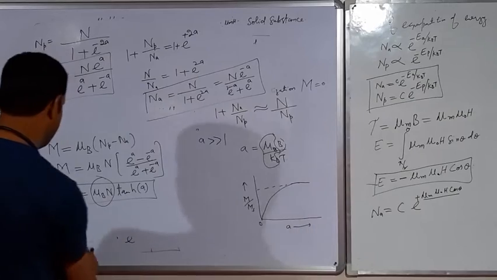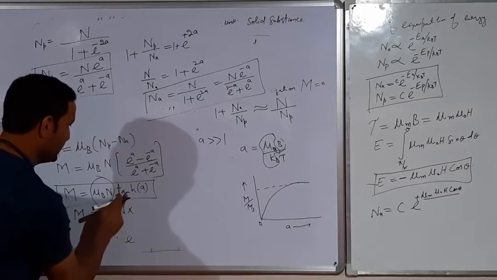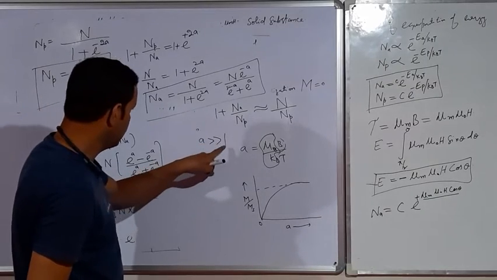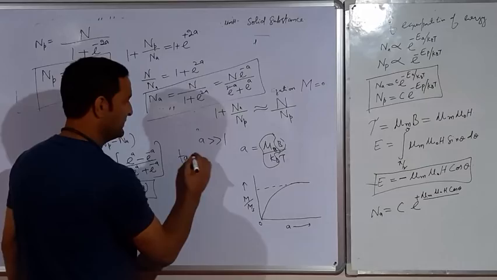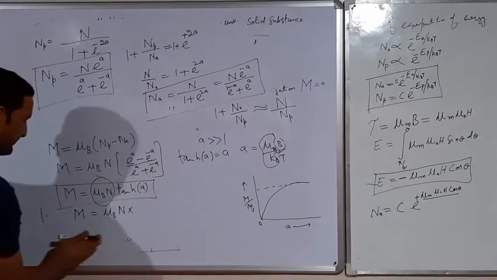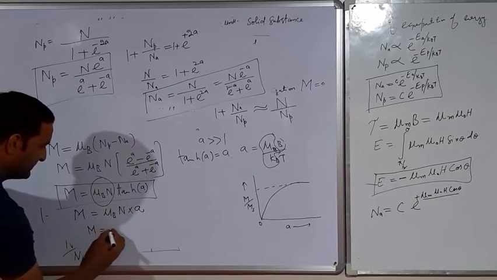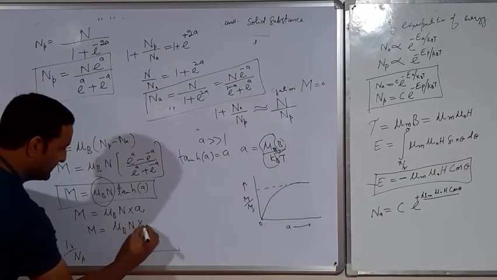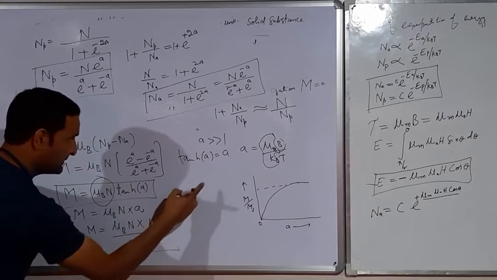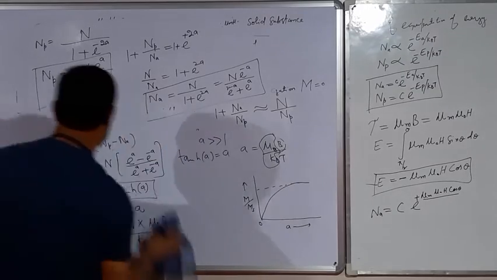So here we can write M will be equal to mu B N multiplied by tan hyperbolic A. At this condition, if A is much greater than 1, then tan hyperbolic A will be equal to A. So magnetization will become mu B N multiplied by the value of A, that is mu B into B upon kBT. So this is the magnetization.